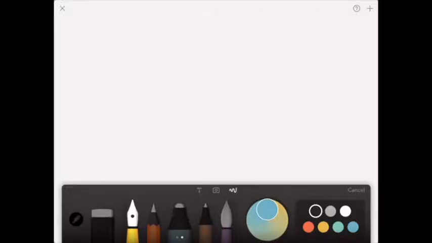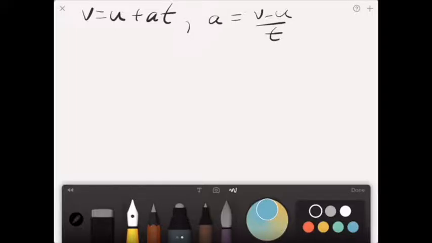This video is to show the working that was in the image above for uncertainty calculations. So what we're doing is we're using the formula V equals U plus AT. But to make it a bit more interesting, I wrote it as A equals V minus U over T so that we get a division.